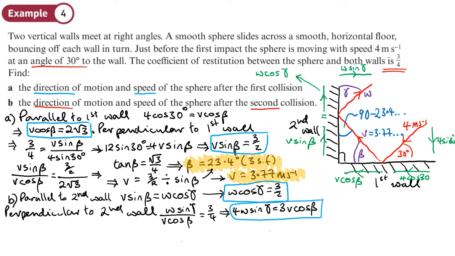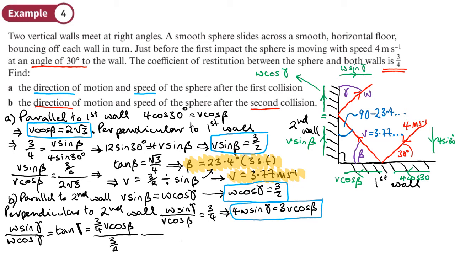W sine gamma over W cos gamma. Yep, so this is where I'll end up with tan gamma. So I can do the tan inverse. I can take this and just divide it by 4 to get W sine gamma. So it'll be 3/4 V cos beta at the top, divided by W cos gamma. Well, that's just 3/2. It's just there, isn't it? So that's 3/2.